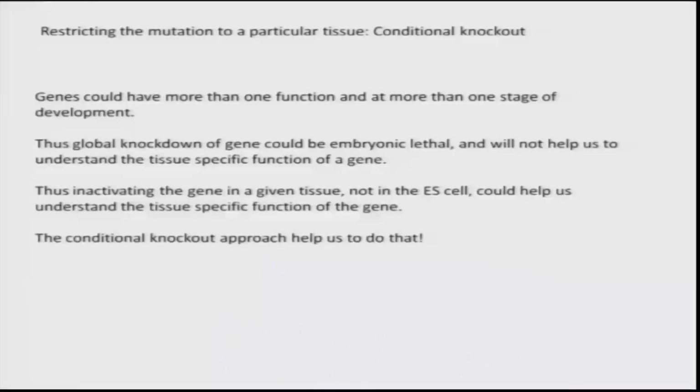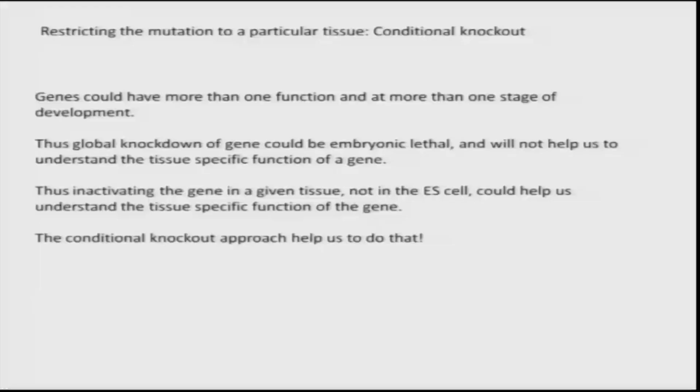For example, when you knock out a gene, embryonic development itself may be compromised, therefore you will never see an animal coming out of birth. Therefore, people have developed a new approach called conditional knockout, meaning you delete the gene only in a group of cells or a tissue, or when you want the gene to be deleted, not right from the word go. And that is what is highlighted in this slide: if you can restrict the mutation to a particular tissue, then you will be able to decipher the function of a given gene in that tissue.